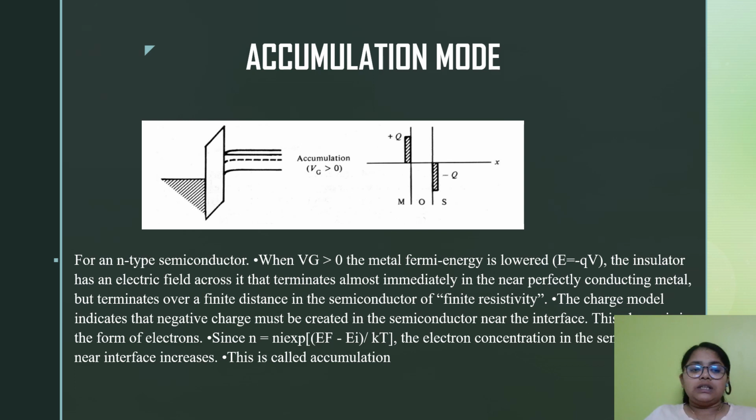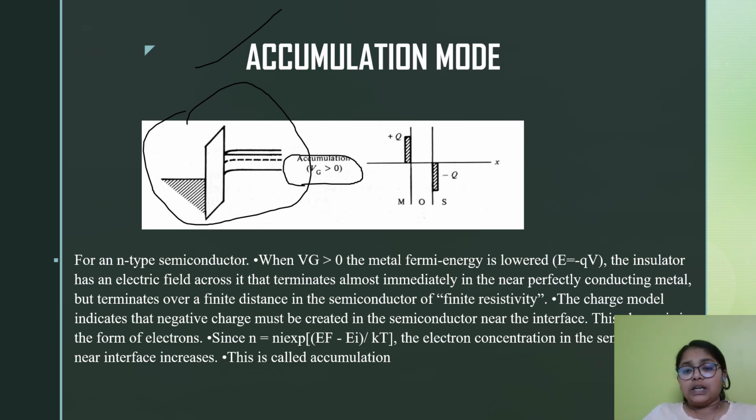And that is for then here, let's see for accumulation mode. For accumulation mode, the diagram is given over here. You can observe the diagram, and what we are given here is that gate voltage Vg is greater than 0. Now let's see for n-type semiconductor. Here we are talking about n-type semiconductor, where when Vg is greater than 0, the metal Fermi energy is lower.